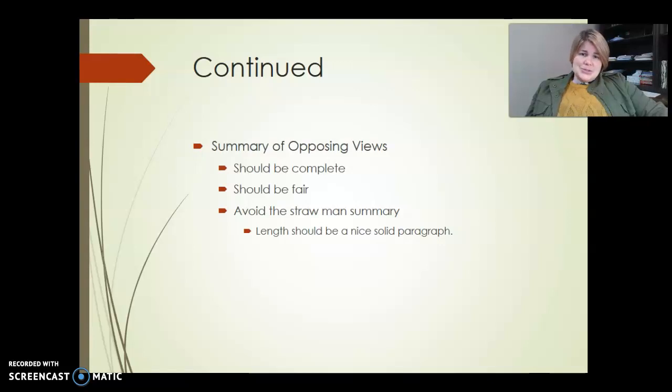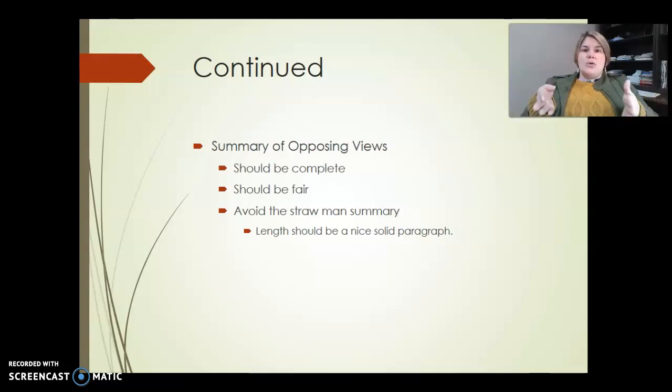So yes, it's true that if we raise the pay of servers to minimum wage, they may get less tips. However, they know they're going to be guaranteed a certain amount of money, so it's going to be easier for them to budget for things like rent and car payments and phone payments and things like that, because they're going to know they're getting at least this minimum amount. So you always have to bring it back to your side and your opinion.